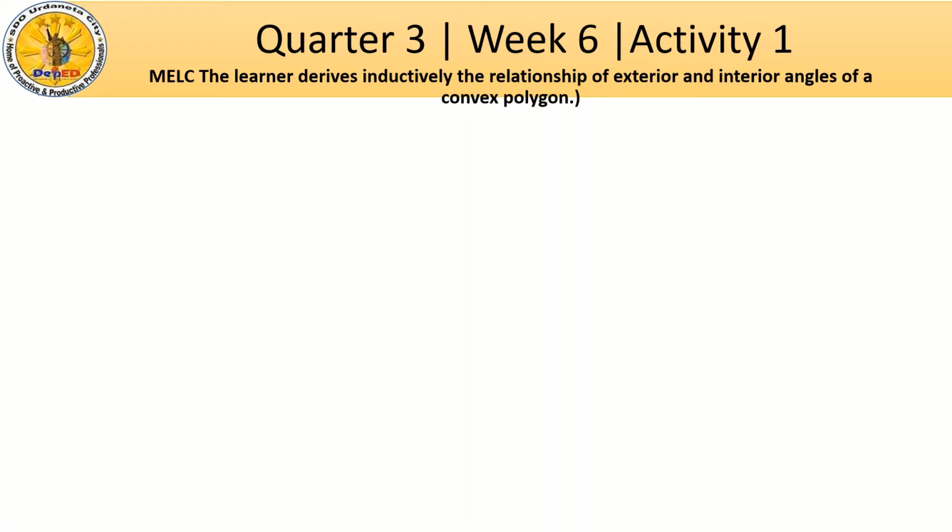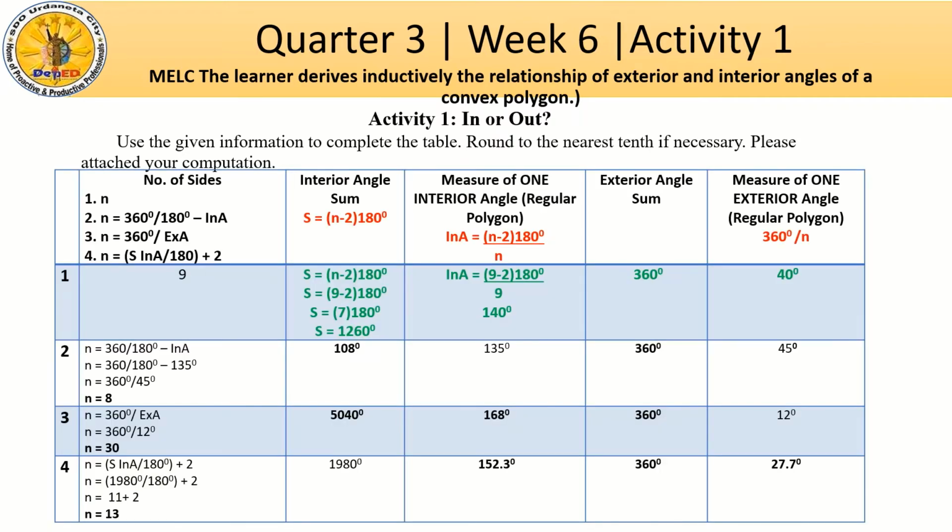Let's start with our Activity 1. Use the given information to complete the table. Round to the nearest 10 if necessary. Please attach your computation. We have here the first column, number of sides, interior angle sum, measure of interior angles, regular polygon, exterior angle sum, and measure of one exterior angle of a regular polygon.